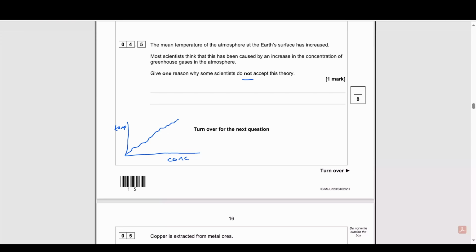But the problem is that this graph is just showing a correlation. But this correlation means that there's a link or a pattern between these two variables. What it's not telling us is that the concentration of greenhouse gases in the atmosphere is causing this temperature increase. And the reason why is because there are other factors which can cause an increase in the temperature. And that's the reason why some scientists are not going to accept this theory. So what this is showing one more time is that correlation is not showing a cause or causation. So that's the reason. There are other factors which can cause an increase.